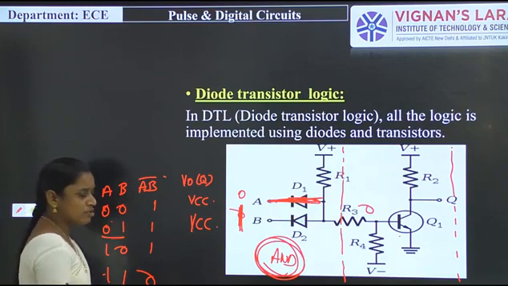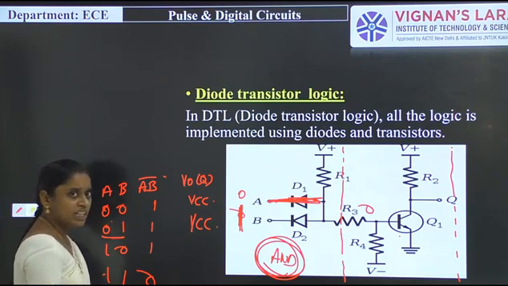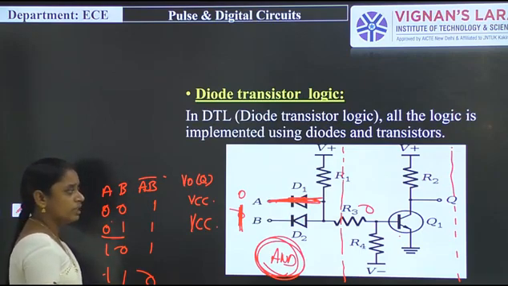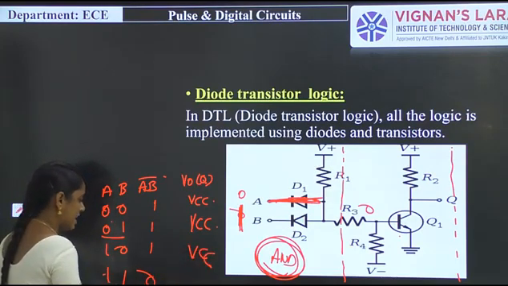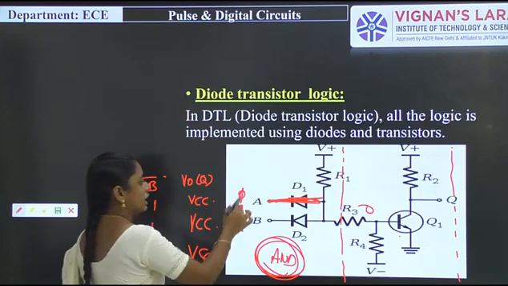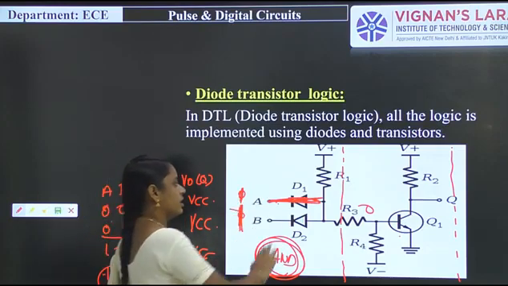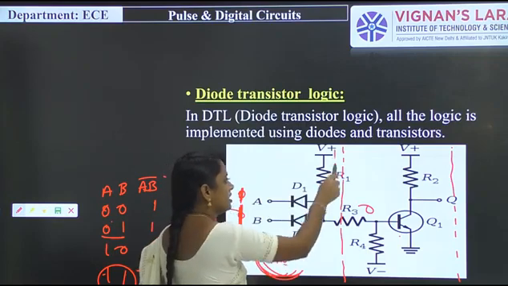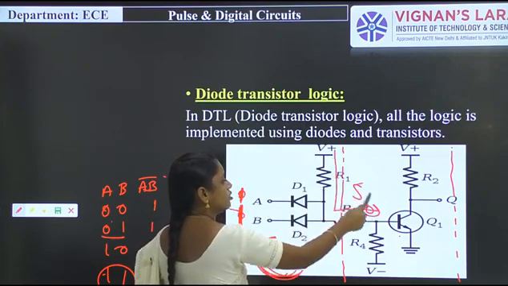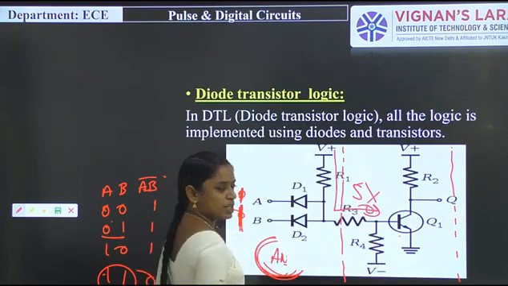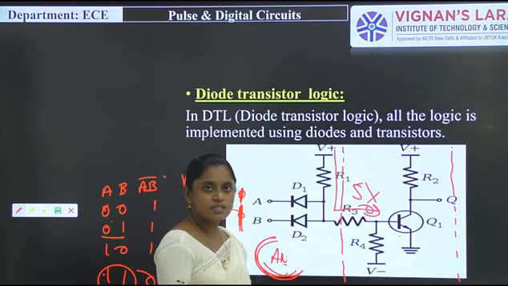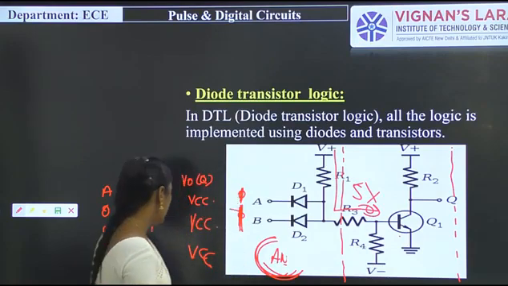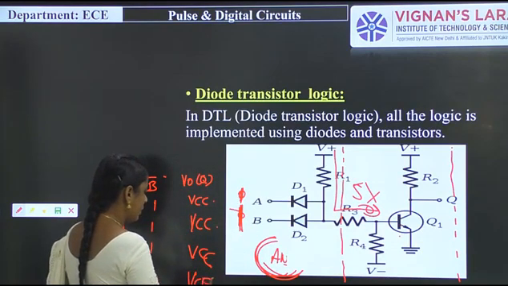Next, we apply a 1, 0 signal. In that particular time, diode D2 is in on condition. Obviously, the output will be VCC. Last condition, that is 1, 1. In that particular time, both the diodes are in off condition. That's why this VCC signal, that is 5 volts, is reached at this transistor Q1. So then Q1 is in on condition. When Q1 is in on condition, obviously the output voltage will be VCE saturation.